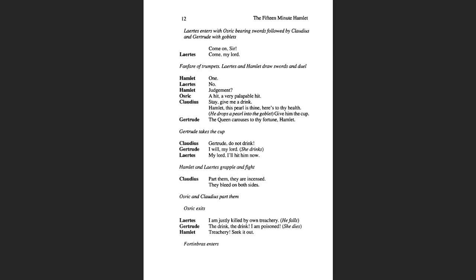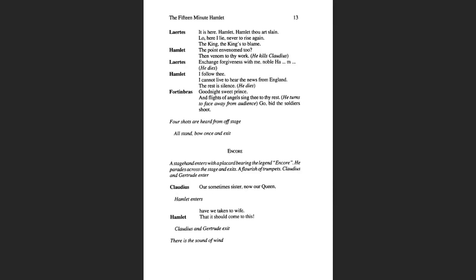Gertrude says, the drink, I am poisoned. She dies. Hamlet says, treachery, seek it out. Then Fortinbras enters. Fortinbras is like this random character that comes in at the end. It's so bizarre. Then Laertes says, it is here, Hamlet. Hamlet, thou art slain. Lo, here I lie, never to rise again. The king's to blame. Then Hamlet realizes that he's going to die because the sword has been poisoned.